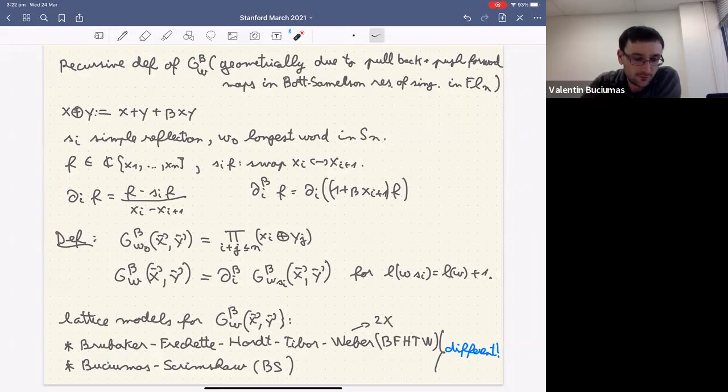Okay, so first of all, we can define the direct sum. For x and y indeterminates, we may define the direct sum to be x ⊕ y = x + y + beta xy.